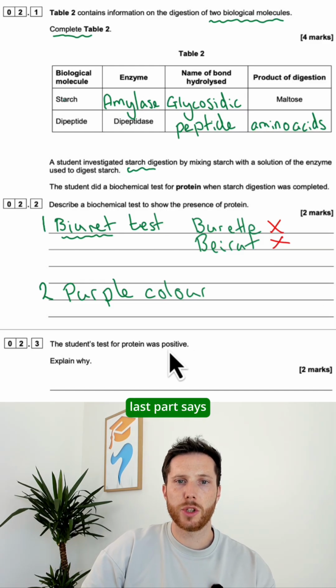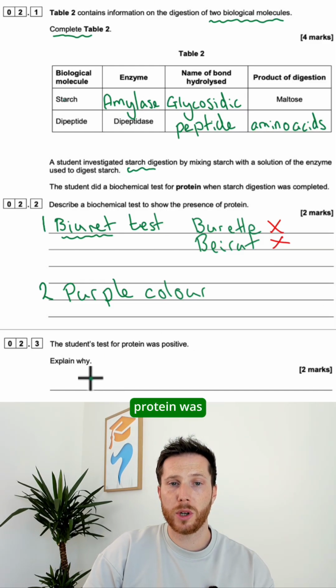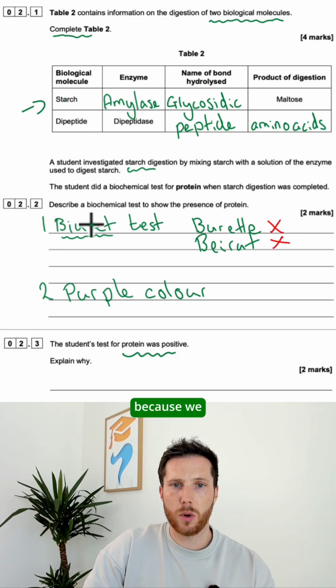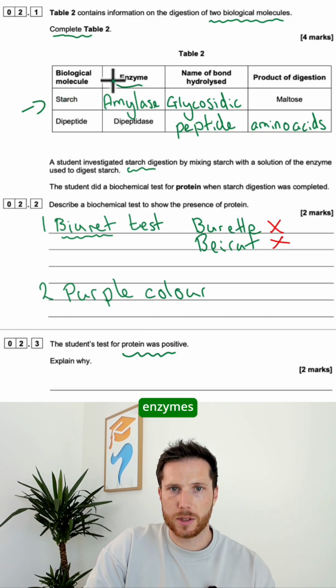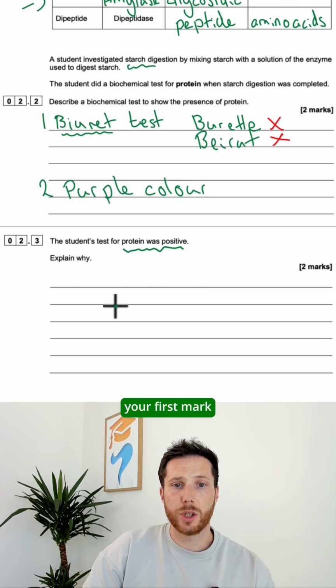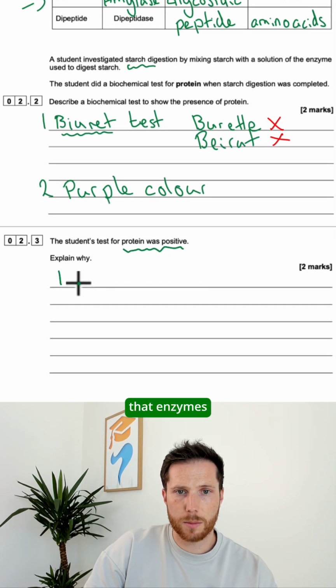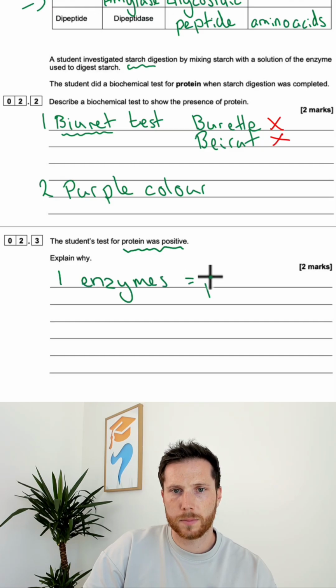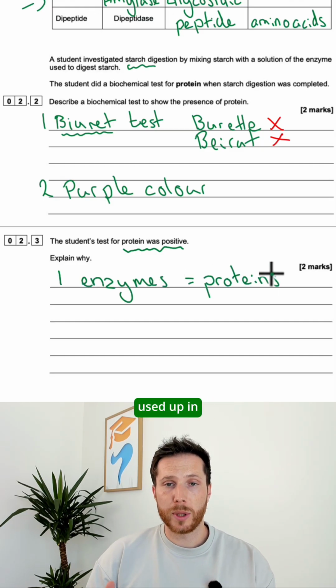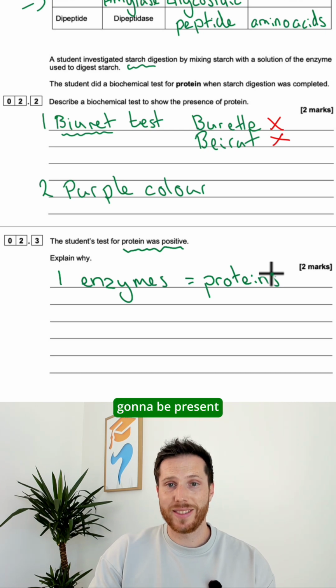And then the last part says that the student's test for protein was positive. Explain why. Okay, so why is protein present when this is a test for starch, which is a carbohydrate? The reason for that is because we also are adding enzymes to this solution, and enzymes are of course proteins. Okay, so your first mark is for saying that enzymes are proteins. And then the second mark is just saying something along the lines of that they are not used up in the reaction, so they're still going to be present in the solution.